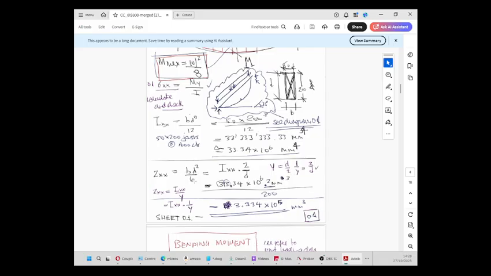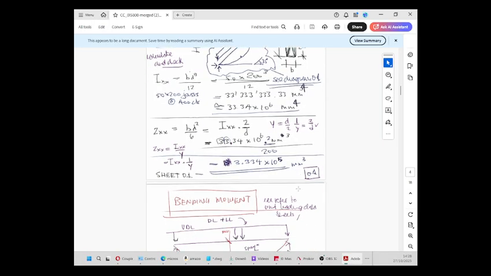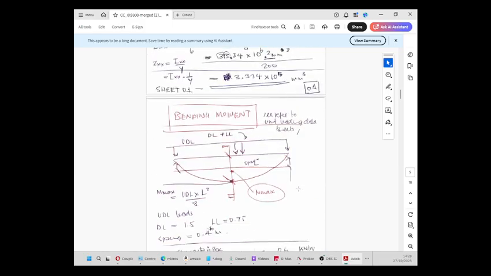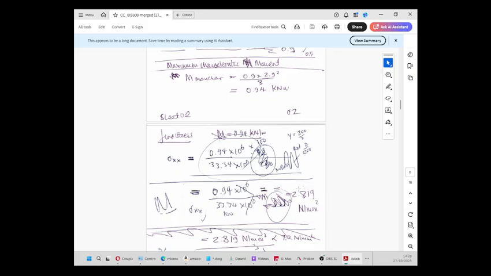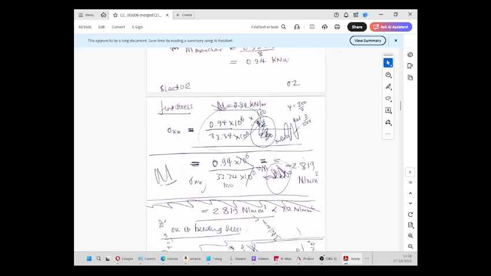Zx equals bd squared over 6 equals 33.34 times 10 to the power 6 divided by 100 equals 3.334 times 10 to the power 5. So the stresses are, sorry about the presentation, sigma xx equals 0.94 times 10 to the power 6 divided by 33.34 times 10 to the power 6 times 100.